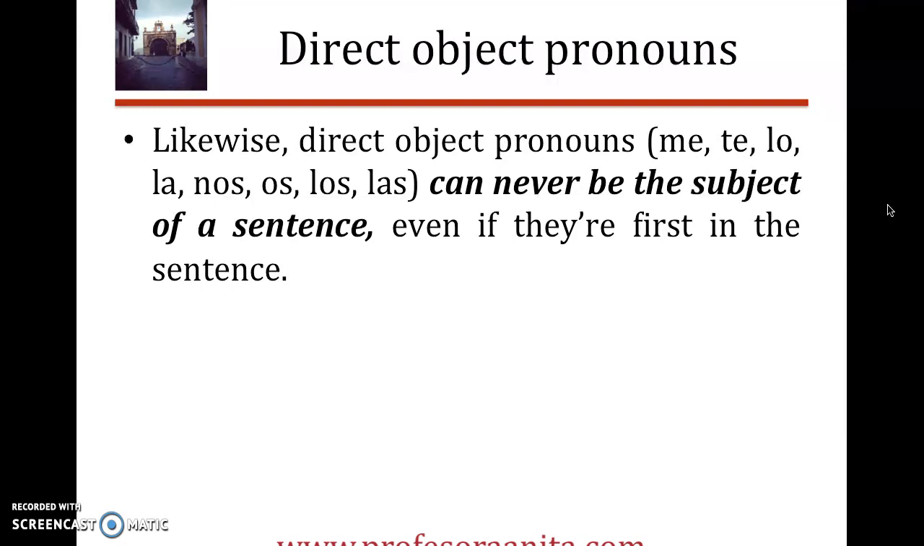Okay, then same thing, direct object pronouns. Remember, they're me, te, lo, la, nos, los, las. They can't be the subject of the sentence. So just like María, even if María is at the beginning of the sentence, if it has an a in front of it, it's not the subject. It has to be the object. The same thing is true for your object pronouns.